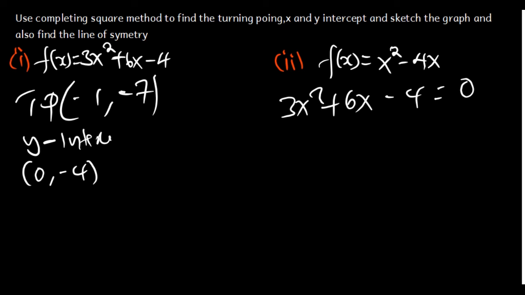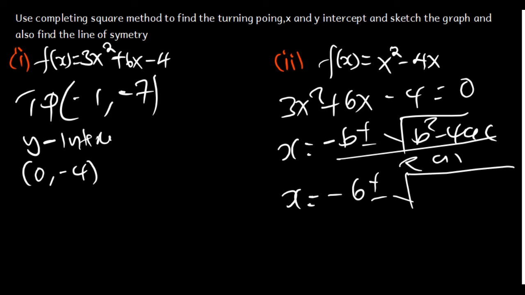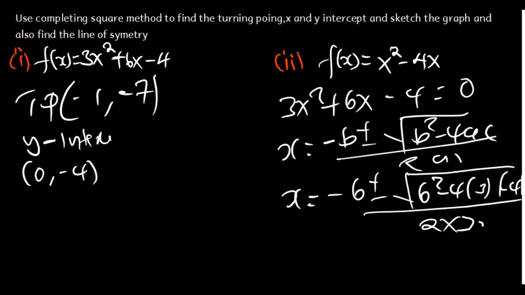So for x, this is not factorizable. What we're going to do, we're going to use the quadratic formula. So we're going to use x is equal to negative b plus or minus the square root of b squared minus 4ac, everything divided by 2a. So we have x is equal to, our b is 6, so we're going to have negative 6 plus or minus the square root of 6 squared minus 4, a is 3, c is negative 4. Then 2 times 3.